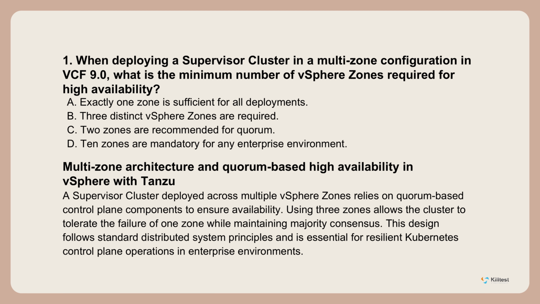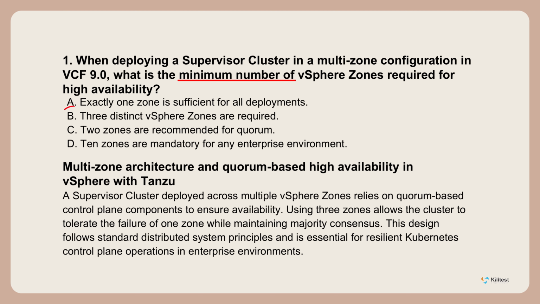Let's start with resilience, the absolute bedrock. When you're deploying that Kubernetes control plane, what VCF calls the supervisor cluster, high availability is, well, it's everything. It is. So if we're running this in a VCF 9.0 multi-zone setup, what is the hard, non-negotiable minimum number of vSphere zones you need? The required minimum is 3 distinct vSphere zones. And that really is the first and most critical design decision. It's completely non-negotiable for a production-grade control plane.